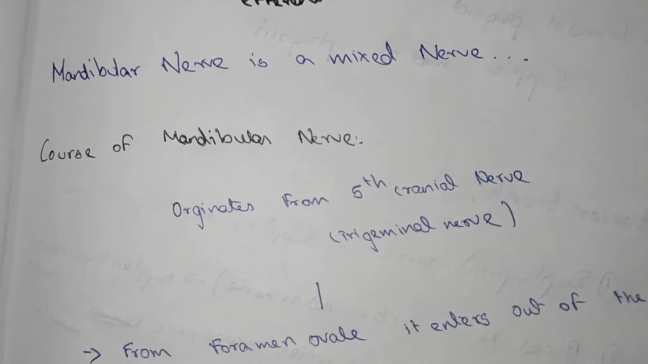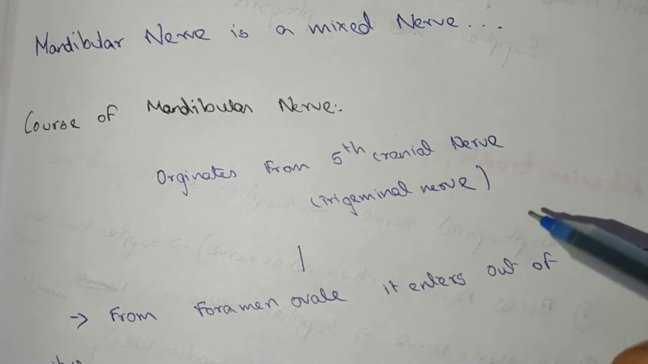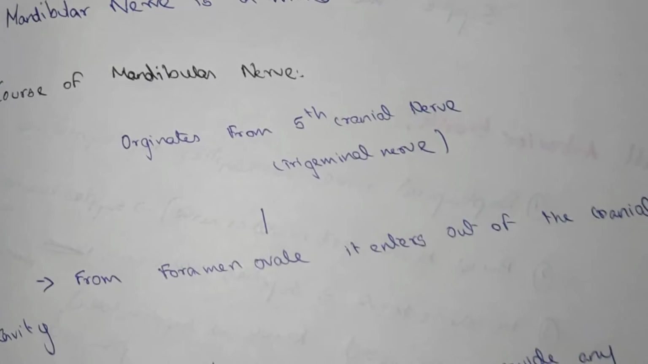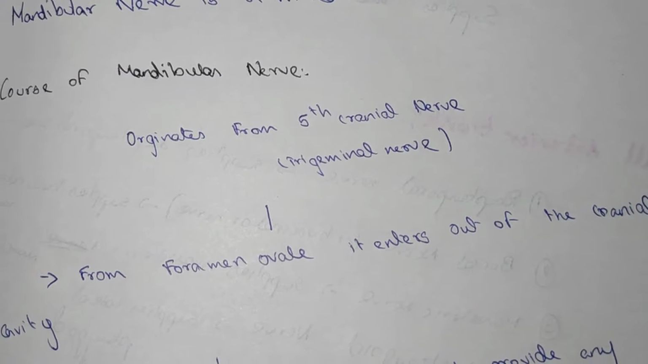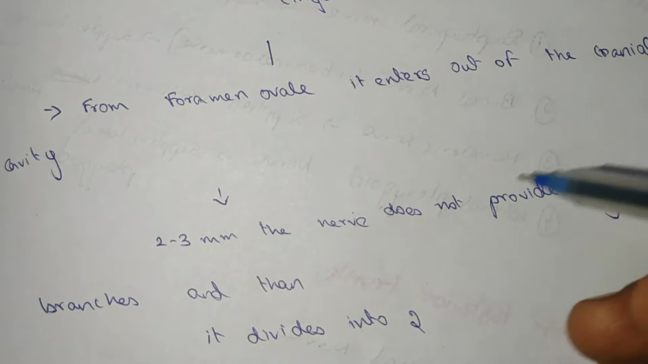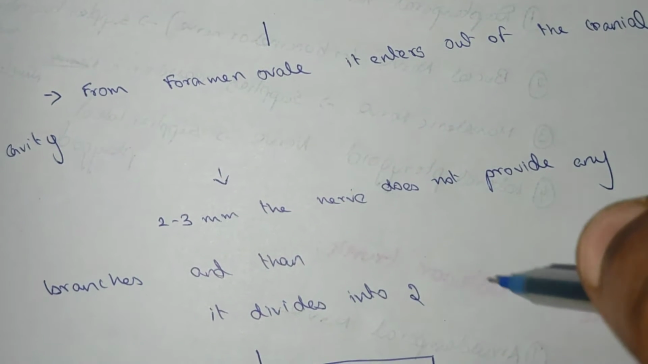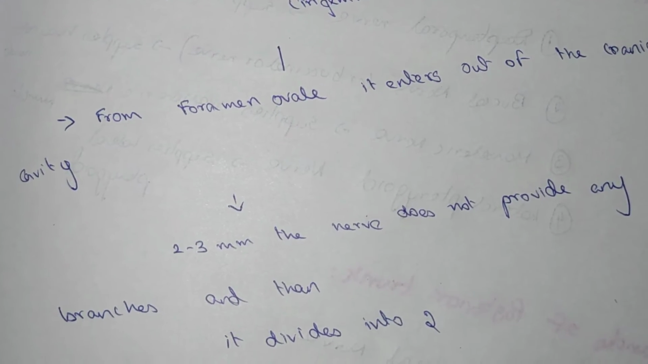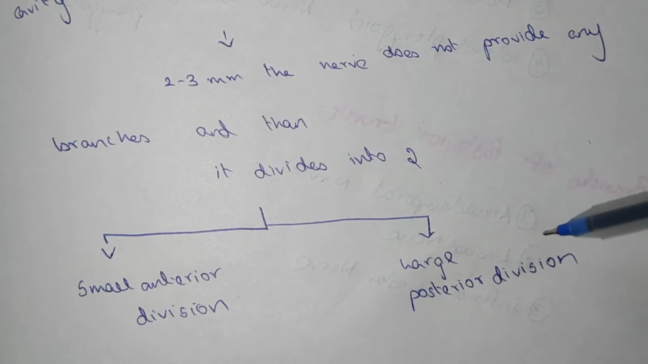The course of the mandibular nerve: it originates from the fifth cranial nerve, which is the trigeminal nerve, and it enters the foramen ovale and comes out of the cranial cavity. Till here it was inside the cranial cavity. Now it comes outside of the cranial cavity. For 2 to 3 millimeters the nerve does not provide any branches, and then it divides into two: a small anterior division and a large posterior division. These are the two divisions of the mandibular nerve.